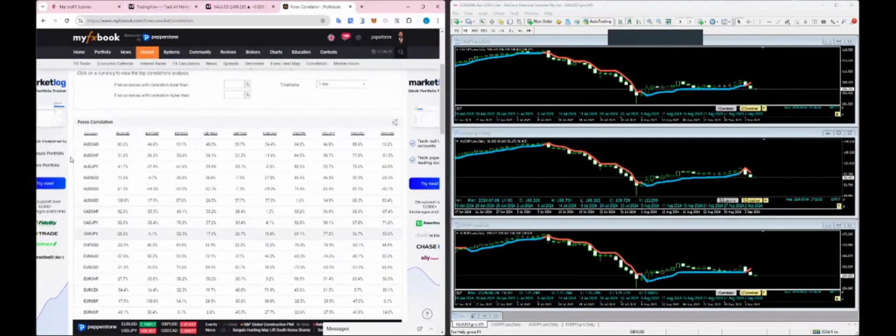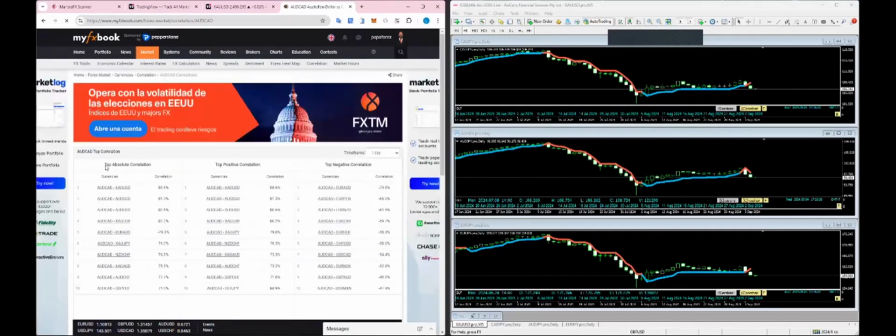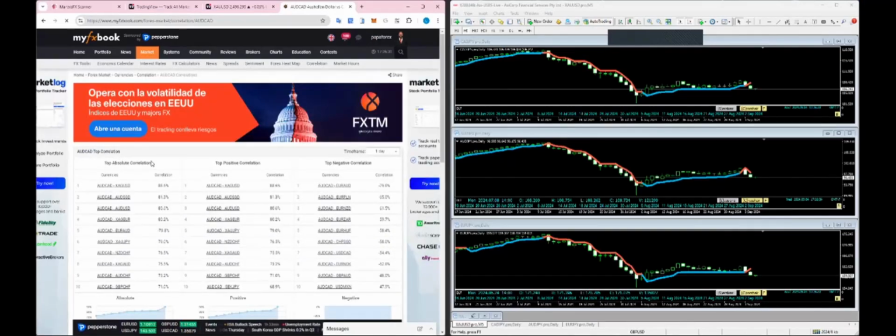Now, to check the correlation, you just click on the currency pair right there. It is going to give you the top absolute correlation right here. And that's what you need. You just pick the first 2 pairs that your broker has. I prefer pairs that are 85% and up. It doesn't mean that if something is lower I don't see it, I just prefer 85 and better. So that's where you go and look for the correlation.